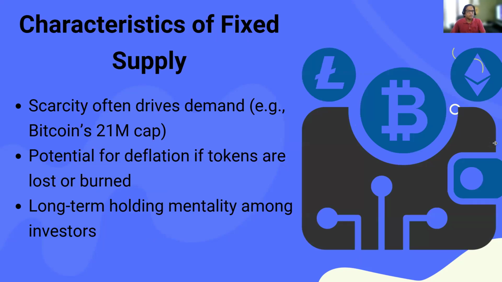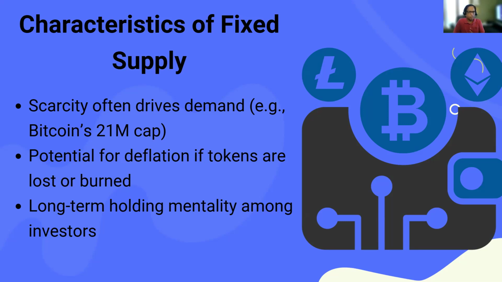So, characteristics of fixed supply. As I explained earlier, scarcity often drives demand. For example, Bitcoin is capped at 21 million, so you know that it is a fixed number of tokens. If you are interested in this type of token system, your customers purchase it, and they know that the value is going to go up because nobody can increase the tokens.